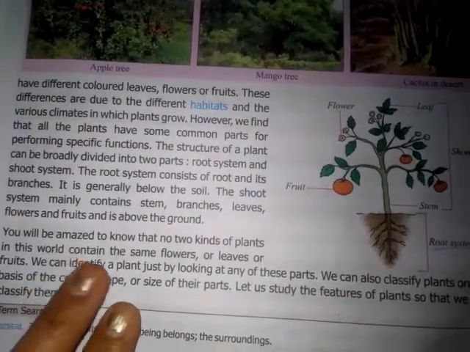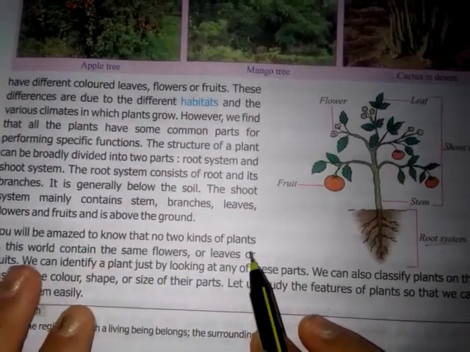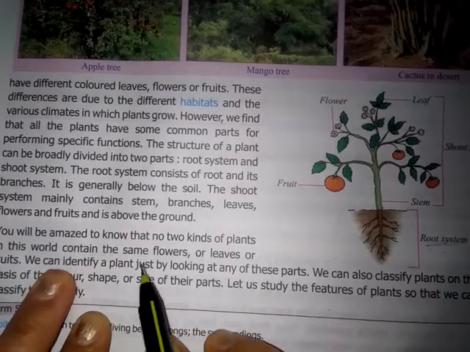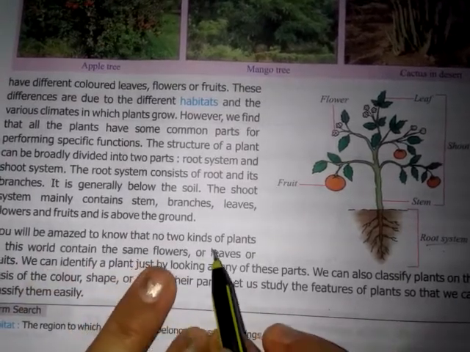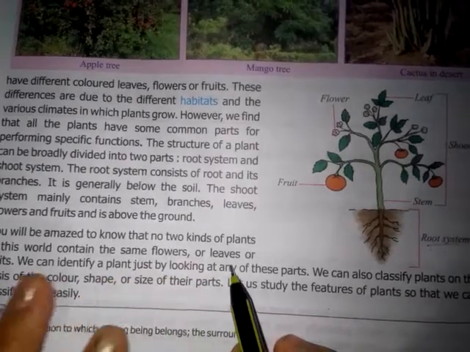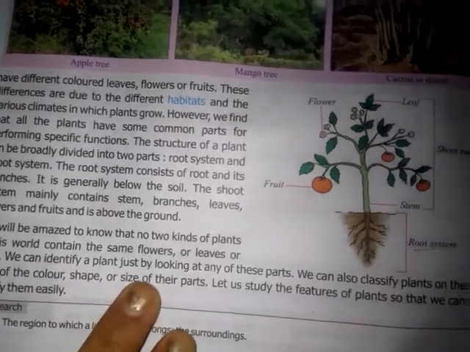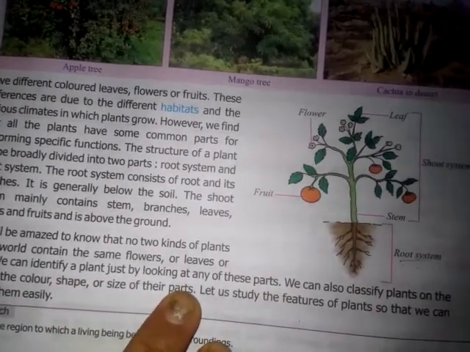You will be amazed to know that no two kinds of plants in this world contain the same flower, or leaves or fruits. We can identify a plant just by looking at any of these parts.